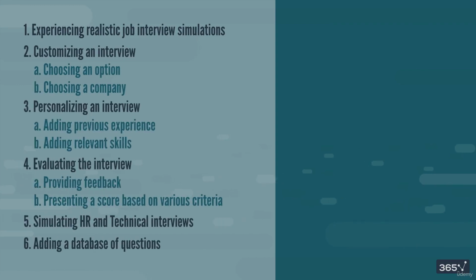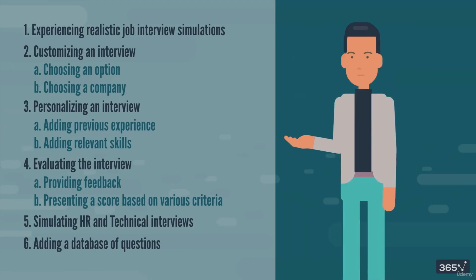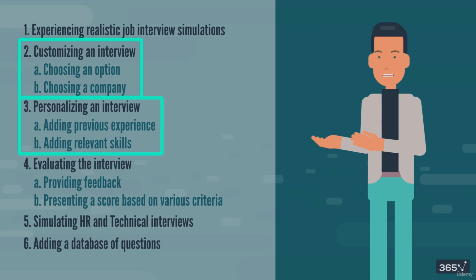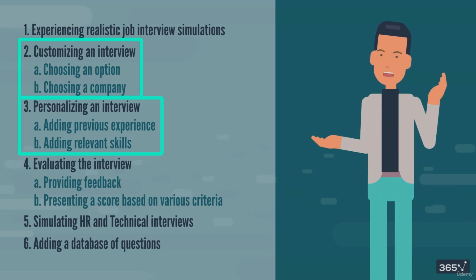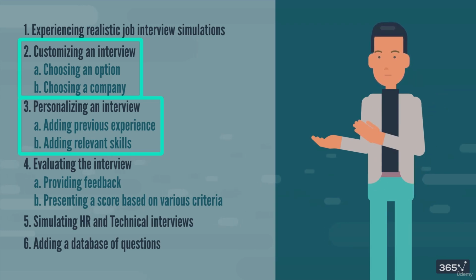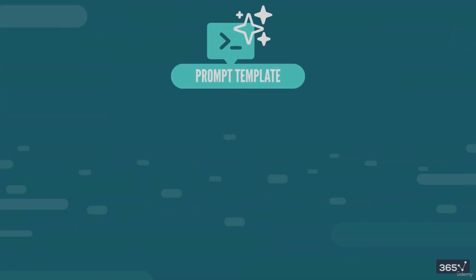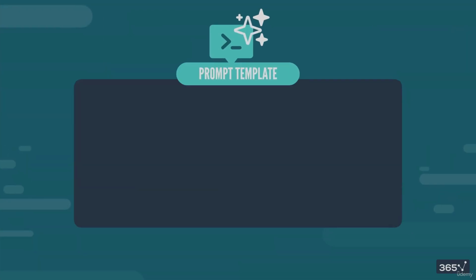Let's start by recalling the requirements we set in our previous section. As you can see, the second and third steps require the users to select a specific position and company and detail their previous experience and skills. The information they provide should be entered as part of the system message. We can refine the personalization by adding the user's name and position level. With all the essential information now outlined, we're set to craft a prompt template that integrates everything we've gathered.